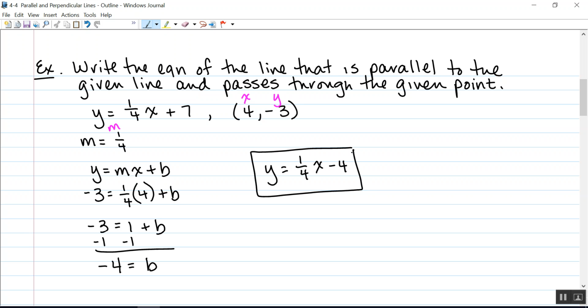So that is the equation of the line that is parallel to this line that I was given here, but it goes through this point 4, -3. You'll notice, of course, since they're parallel, they do have the same slope, but what's different about them is they have a different y-intercept.